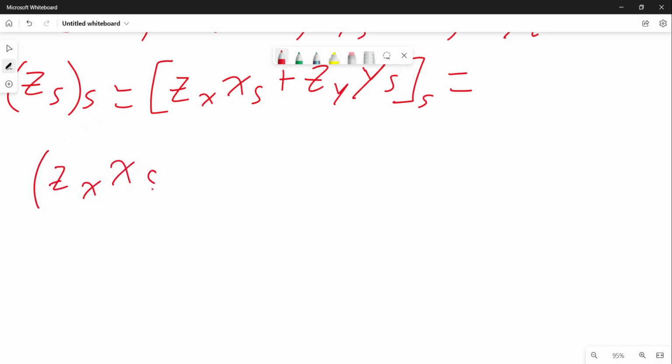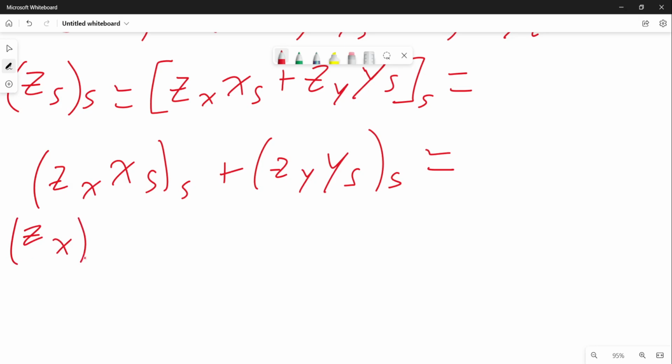Zx xs s plus zy ys s. This is a product. These are both products, so we use the product rule. So we get zx s x double s. No, we don't get that. Product rule. Let's think about this very carefully. Derivative of the first times the second. Zx, its derivative, and then not the derivative of the second one. Plus zx x double s.